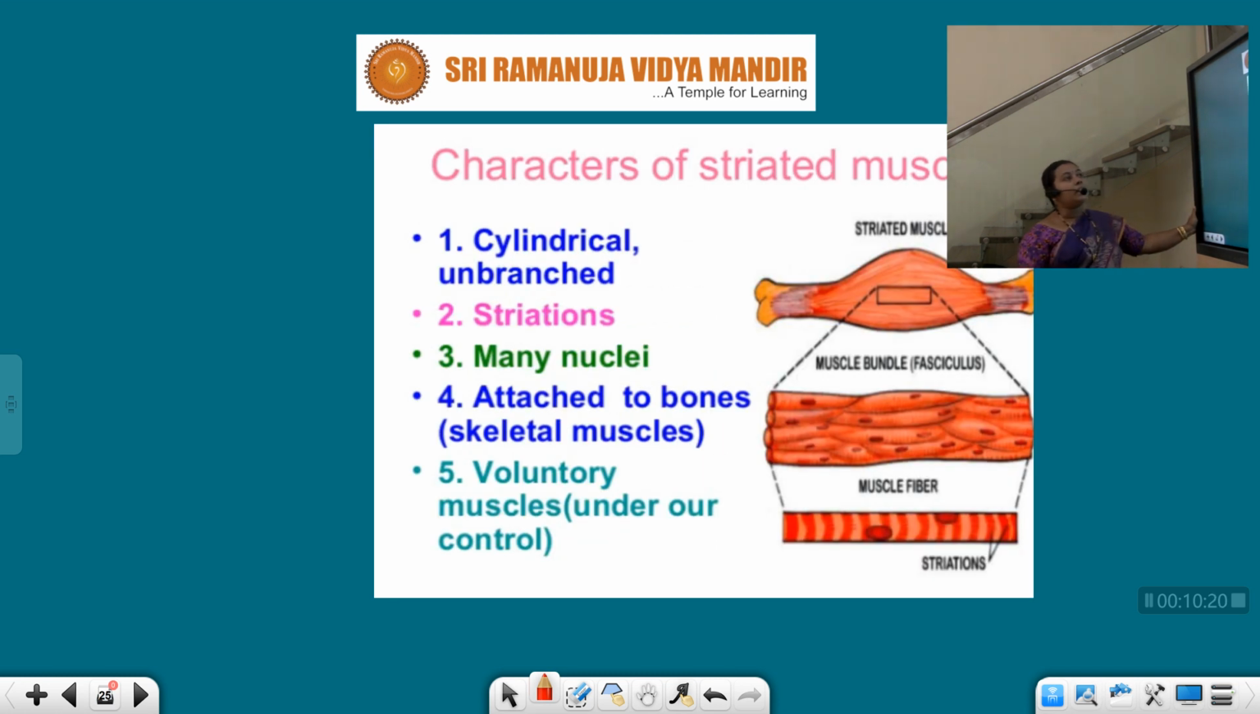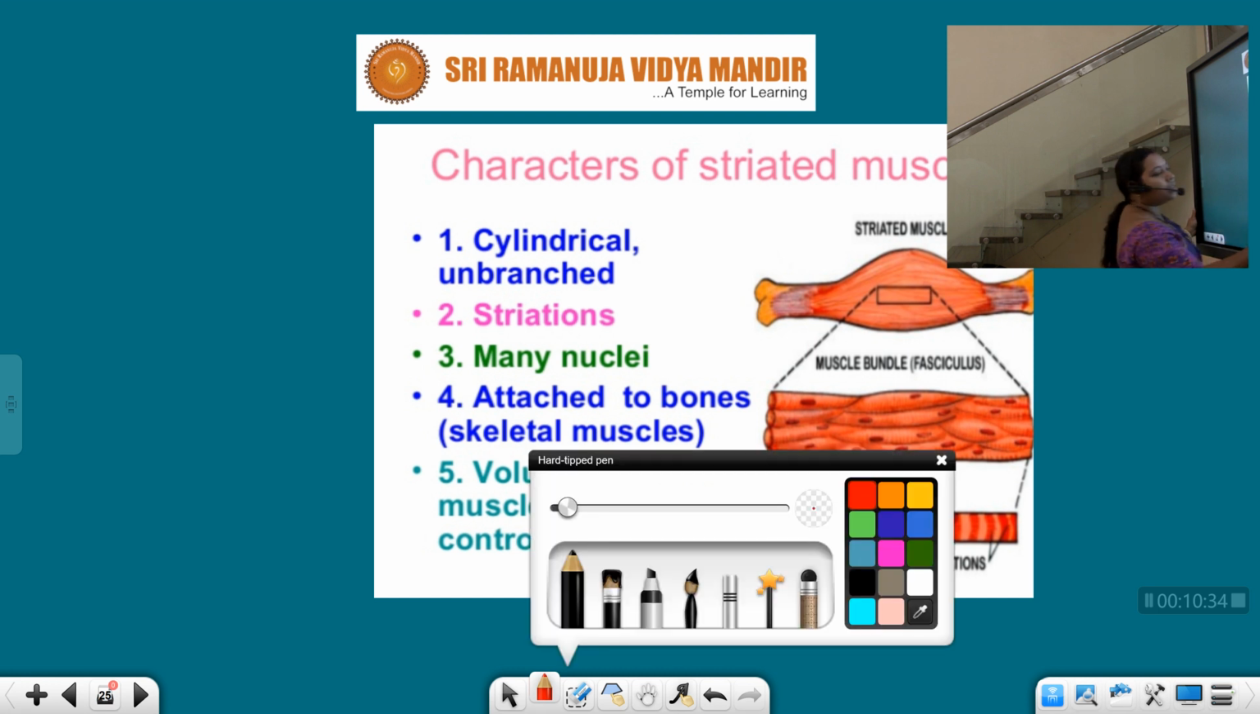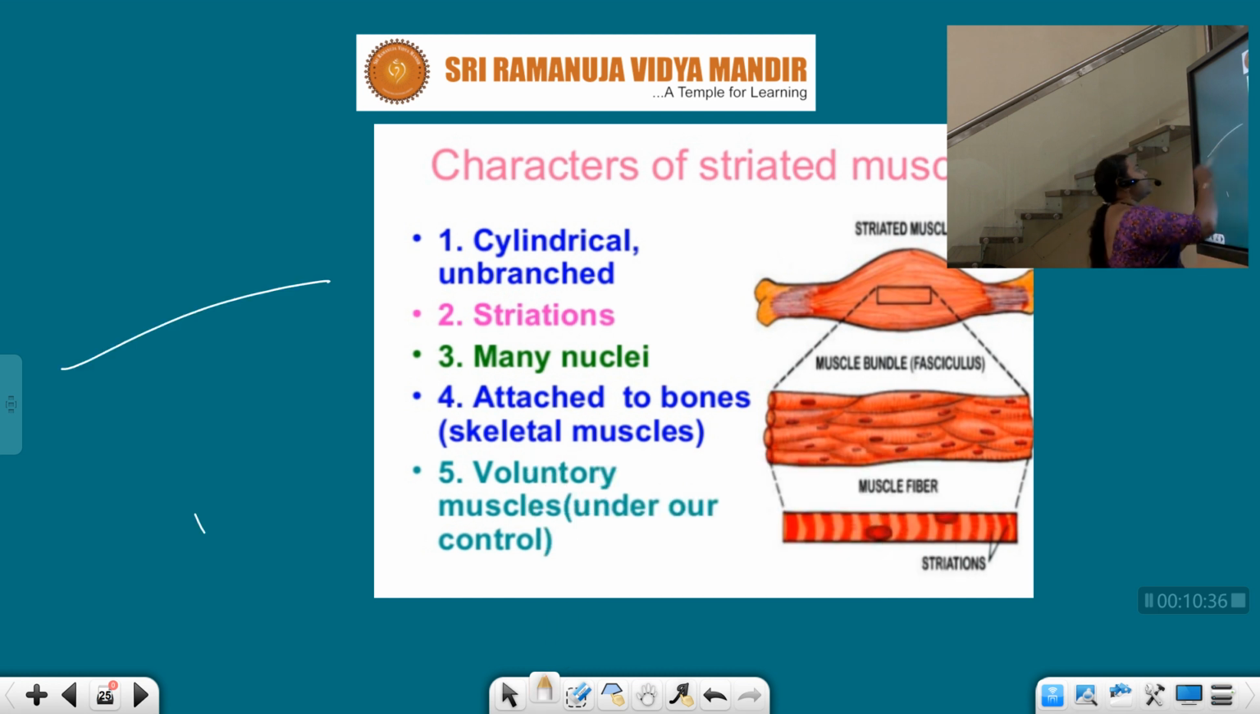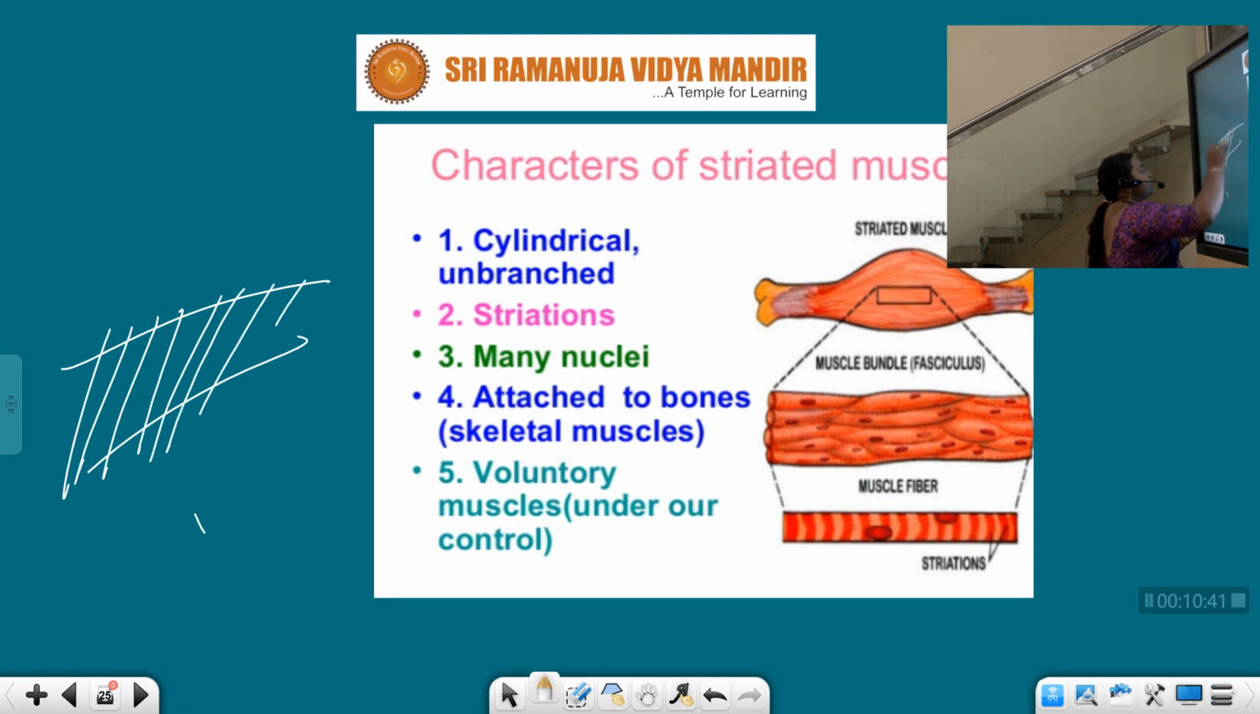Let us see the characteristics of striated muscles. First, let us talk about the striated muscles. These are nothing but skeletal muscles. These are cylindrical and unbranched. Striations are present. Means, for example, this is the muscle. Across this, we can find the striations. That is the reason we call it striated muscle, and the other name for it is skeletal muscle. Many nuclei are present. The cells have many nuclei in them.